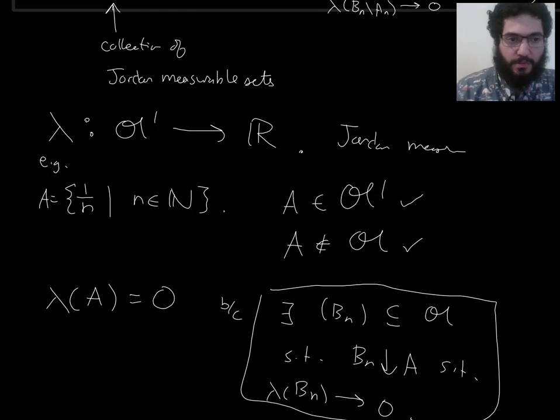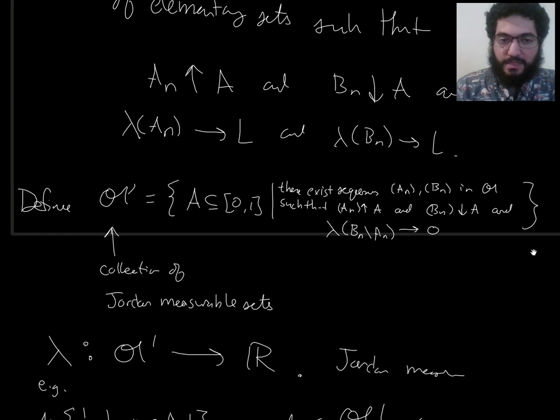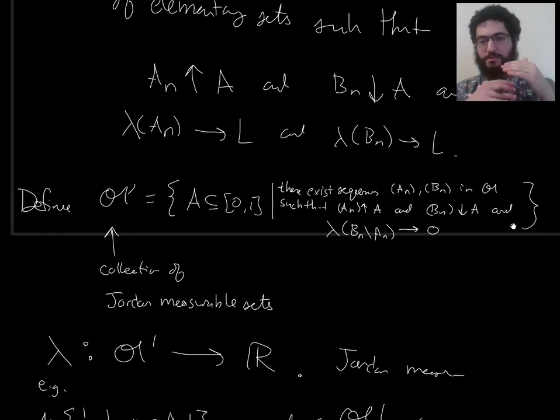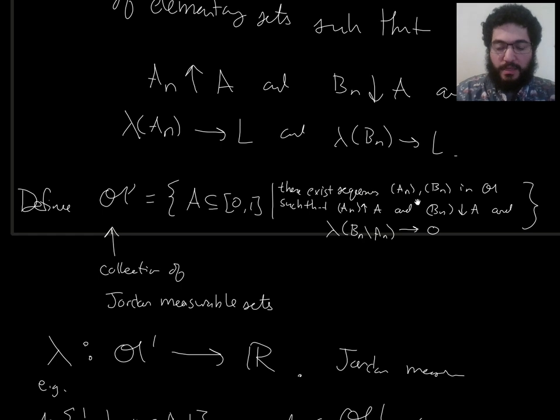Example: if you take the rationals in the unit interval, one of the sets we're thinking about, then that is not going to be Jordan measurable. So remember, Jordan measurable means basically can be approximated from above and from below by elementary sets, finite unions of intervals, in such a way that the measures coming from above and the measures coming from below meet up.